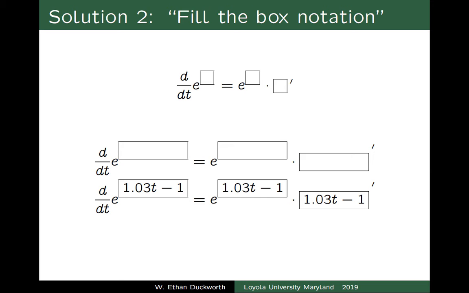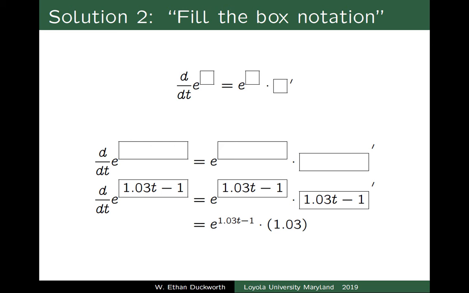So the derivative of e to the 1.03t minus 1 equals e to the 1.03t minus 1 times (1.03t minus 1) prime. And what that last prime does is it reminds you we haven't actually taken that derivative yet. So we still need to, and we'll do it in one more step, and I'll also stop writing the boxes in that step. So e to the 1.03t minus 1 times 1.03, which is the derivative of that last box. So of course that's the same thing we got in the previous solution.